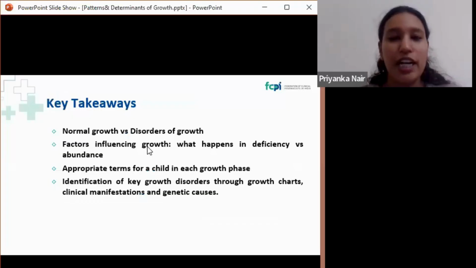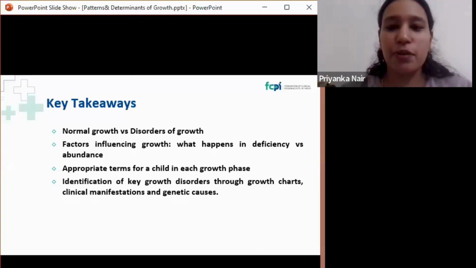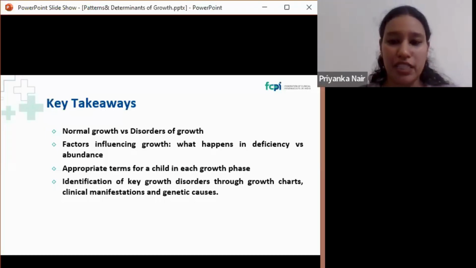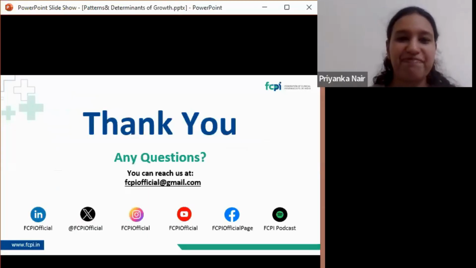And this brings us to the end of the presentation. I hope you have learned something new here. So the key takeaways from this presentation are normal growth versus disorders of growth, factors influencing growth, what happens in deficiency versus abundance. Then there are appropriate terms for each child in each growth phase. Identification of key growth disorders through growth charts, clinical manifestations, and genetic causes. So, thank you.